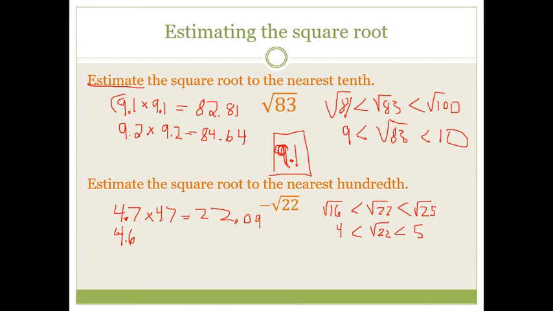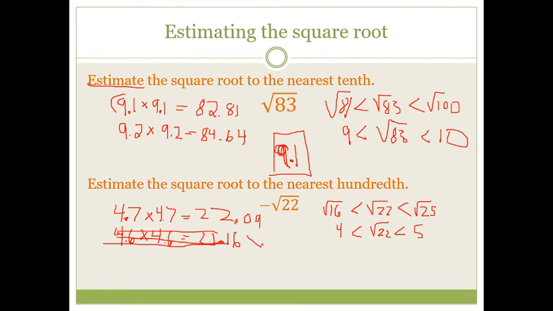If I'm going to the nearest tenth. We will go to the nearest hundredth though on this problem. So if I do 4.6 times 4.6, now this is where the little bit of trial and error comes in, I get 21.16. Okay, so we can see that 22.09 is a lot closer to 22 than 21.16 is. So it's not 4.6 something, it's 4.7 something, or it's a little closer.